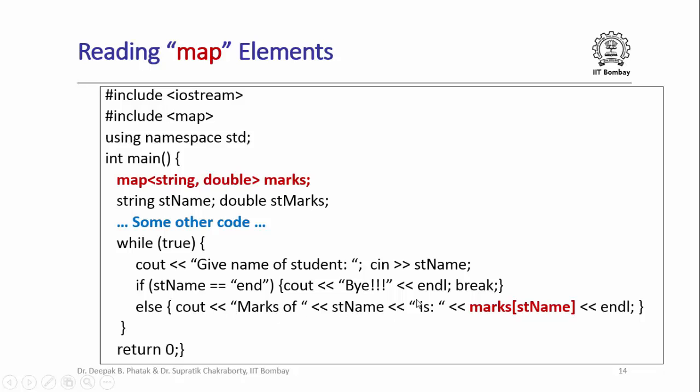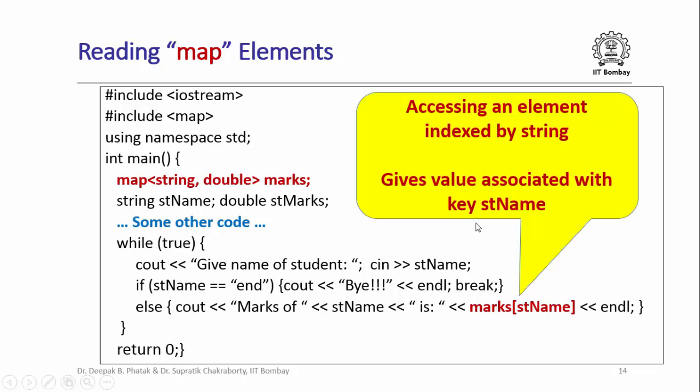I'm saying marks of the student is, and I'm indexing the map marks with the name of the student, which is a string. And when I do this indexing, I will get the value, which is a double quantity, and that will get printed out.